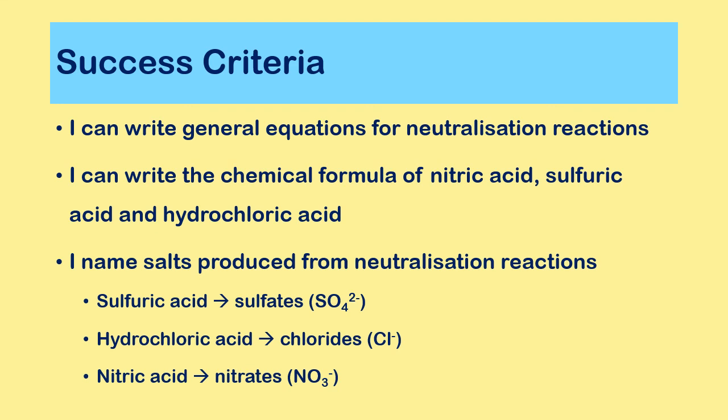So hopefully now you can write the general equations for neutralization reactions. You'd be able to write the chemical formula of nitric acid, HNO3, sulfuric acid, H2SO4, and hydrochloric acid, HCl. You can also name the salts produced from neutralization reactions, remembering that sulfuric acid produces salts that have sulfate in the name, hydrochloric acid produces salts with chloride in the name, and nitric acid produces salts with nitrate in the name. So that has been naming salts, and that concludes the lesson for today. I will see you next time where we learn more about acids and alkalis.